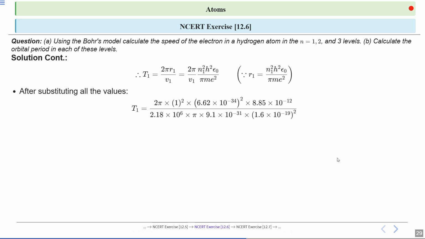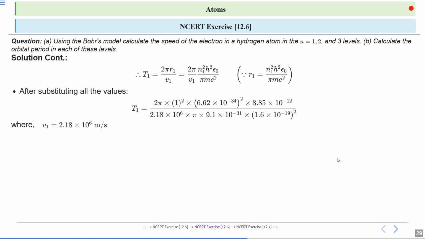We have T1 equals 2 pi times 1 squared times 6.62 times 10 to the power minus 34 squared multiplied by 8.85 times 10 to the power minus 12, all divided by 2.18 times 10 to the power 6 times pi multiplied by 9.1 times 10 to the power minus 31 multiplied by 1.6 times 10 to the power minus 19 squared. This looks complicated, but it's just plugging in the constants.